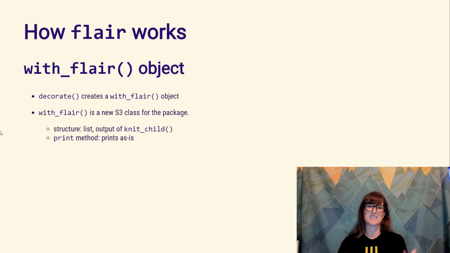And really what all this is, is a list. It's actually identical to the output of knit_child. I'm relying on this knit_child function from the knitr package. And I've also attached some attributes to that list to keep track of where certain things are located. And it also comes with a print method as well as a knit_print method, which is just to print it out as is. This with_flair object is already in the form of having HTML, and so we just want to display that exactly as is.